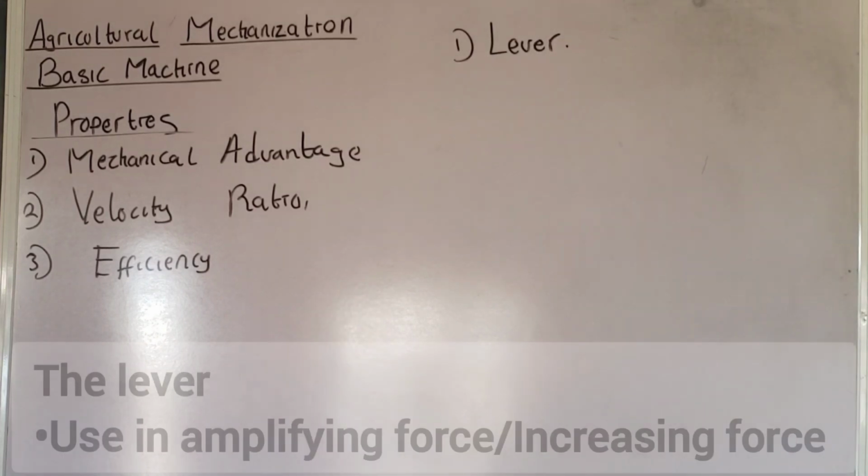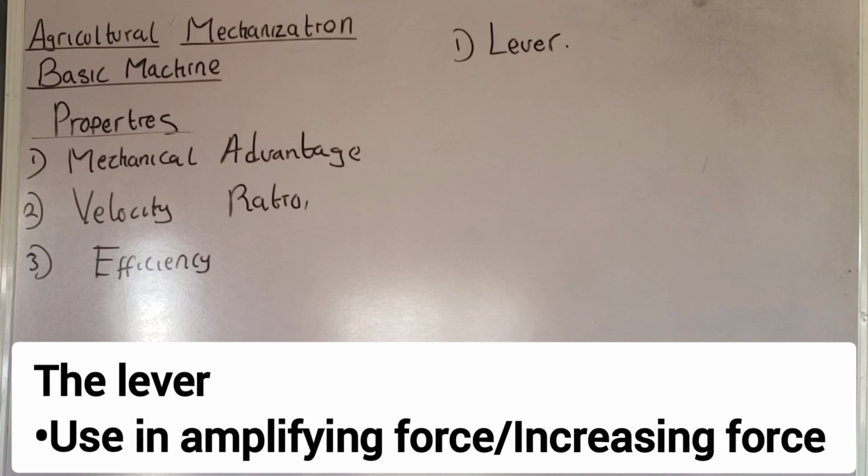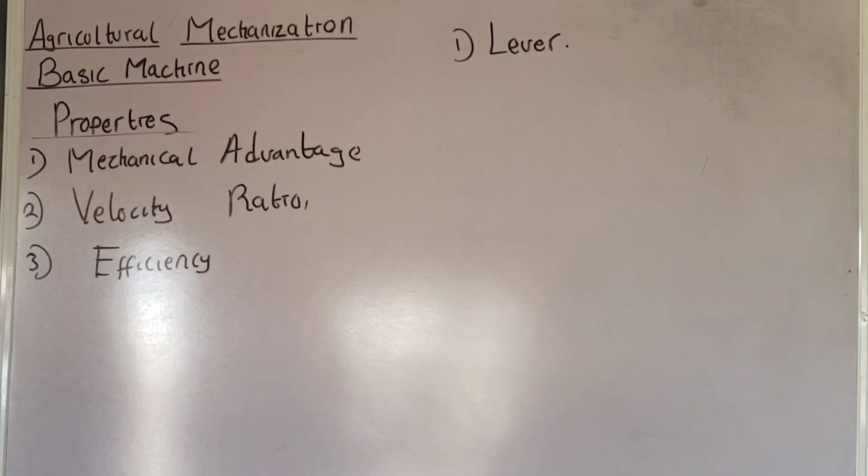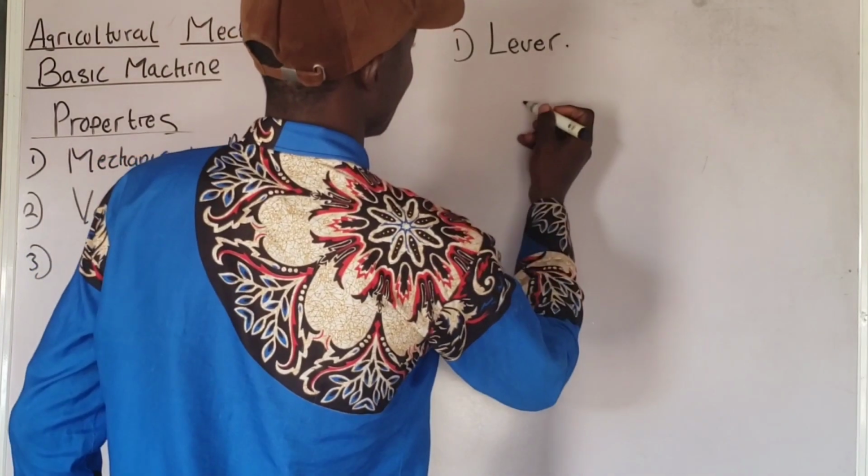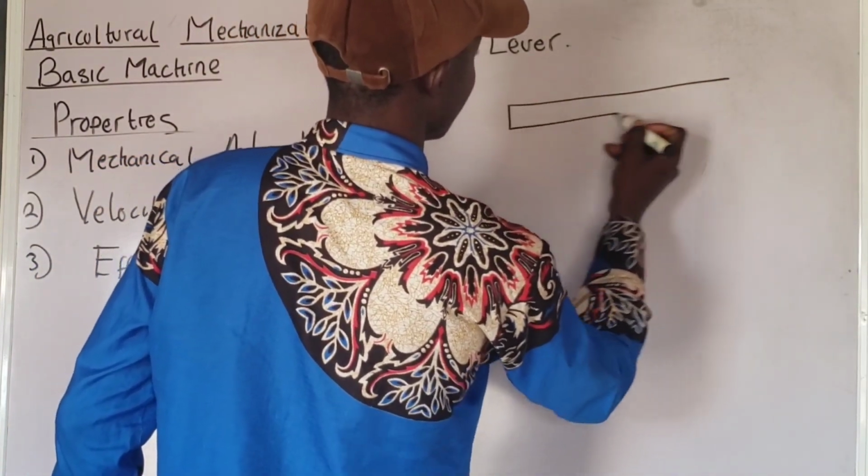So let's talk about the lever now. The lever refers to a simple machine that is used in amplifying force. It has different types, which include the first class lever, the second class lever, and the third class lever. That's not what we are concerned with now. We are concerned about what it is used for. If a questioner asks, what is the function of a lever? A lever is used in amplifying force. This is how a lever looks. We have the plane.